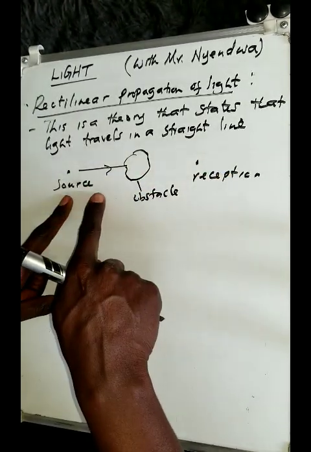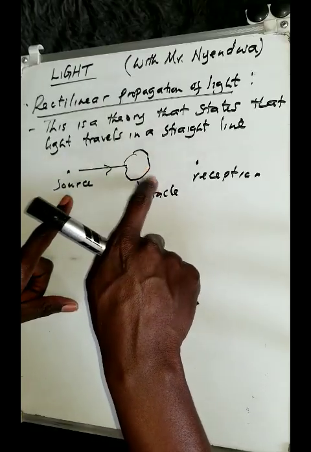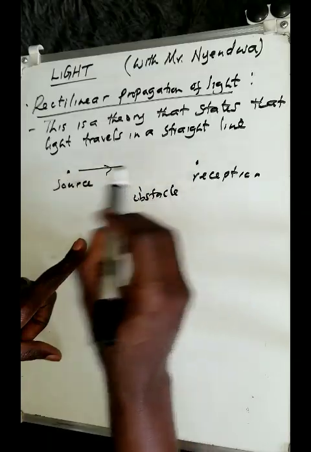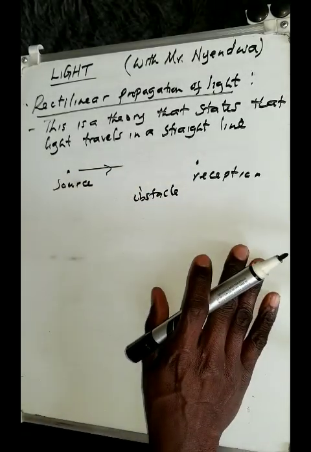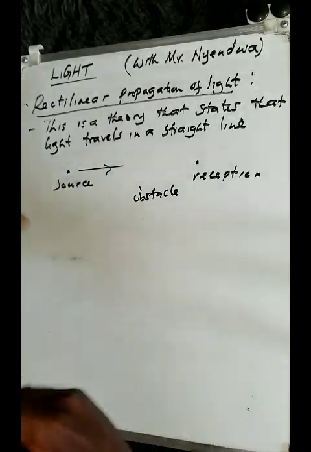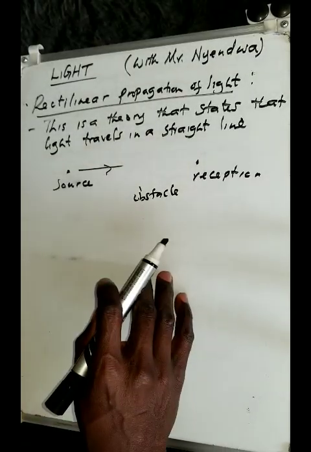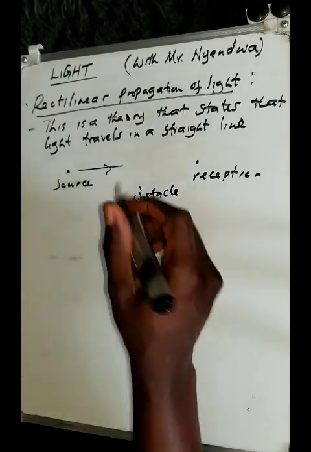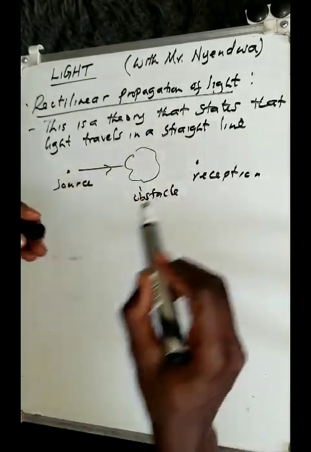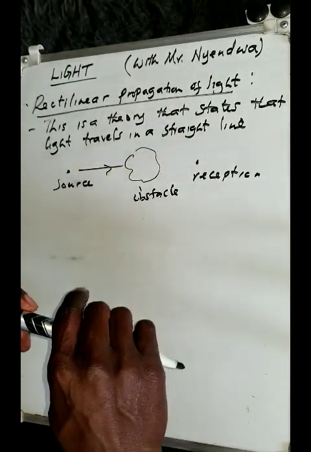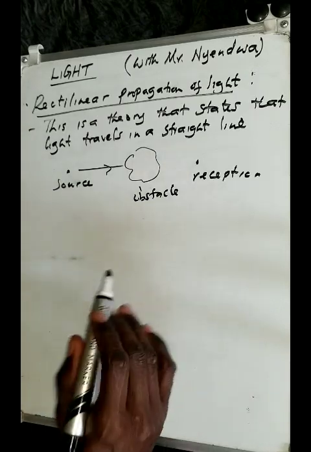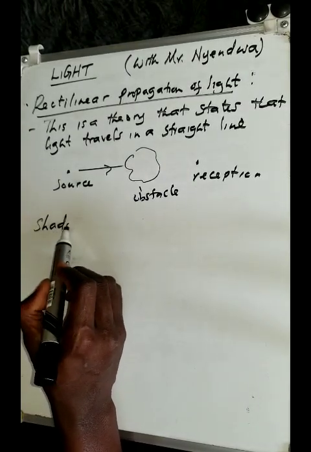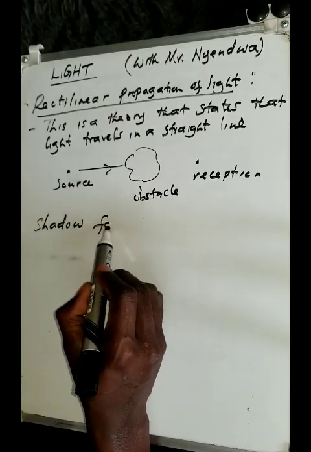But of course, if there's no obstacle, it simply means that if we were to remove this obstacle, light would travel in a straight line. So that is what we mean. But when there's an obstacle, light will not be able to pass through, and because of that, it will create the formation of what we call shadows. So therefore, let's focus on our discussion as we look at shadow formation.